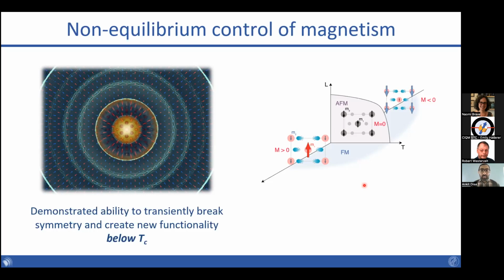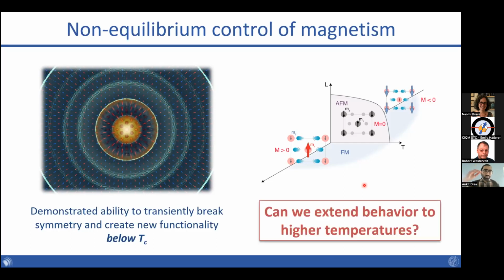So this is great. But one thing to note is that everything here was still below the critical temperature. We're still within an existing magnetically ordered phase. So an important question, to push this further and make this approach a little bit more useful, is: can we somehow extend this behavior to higher temperatures and induce magnetism above the equilibrium TC? And I'll show you now, in the last part of my talk, a very recent experiment, still unpublished, where we provide some evidence that you could do that.